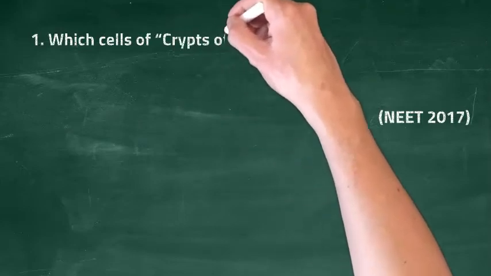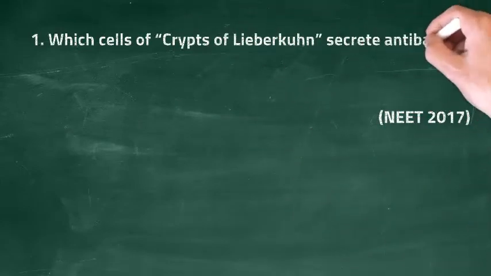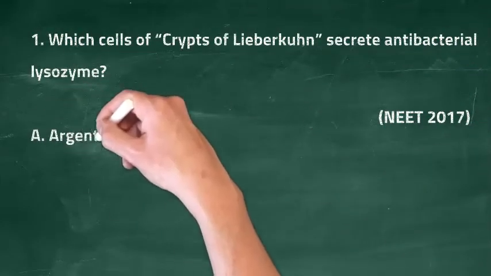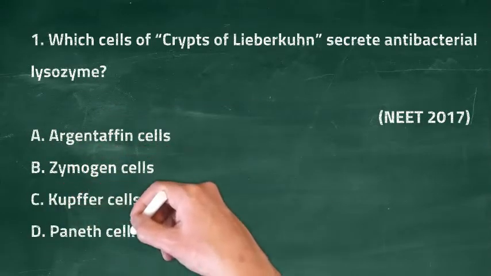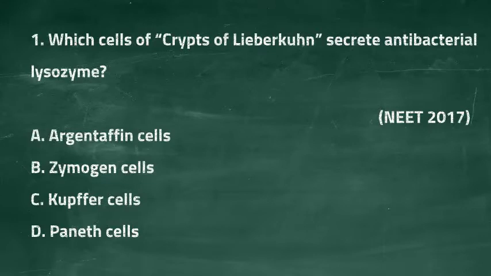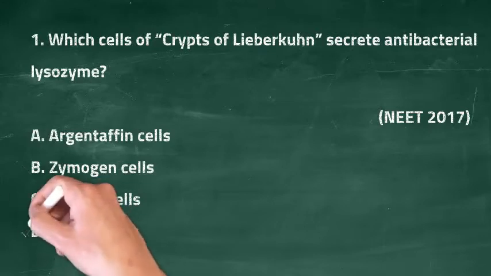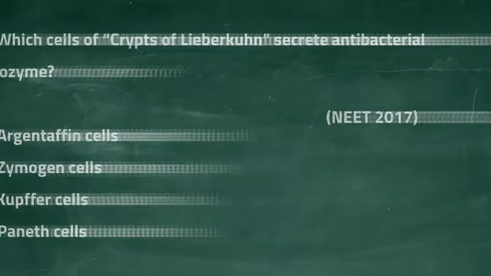First question, which cells of crypts of Lieberkühn secrete antibacterial lysozyme? Option A is argentaffin cell, option B is zymogen cells, option C is Kupffer cells, and option D is Paneth cell. The right answer is option D, Paneth cell.